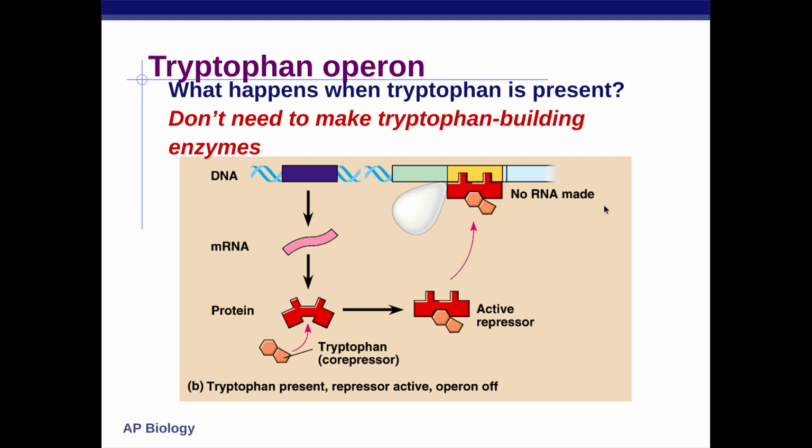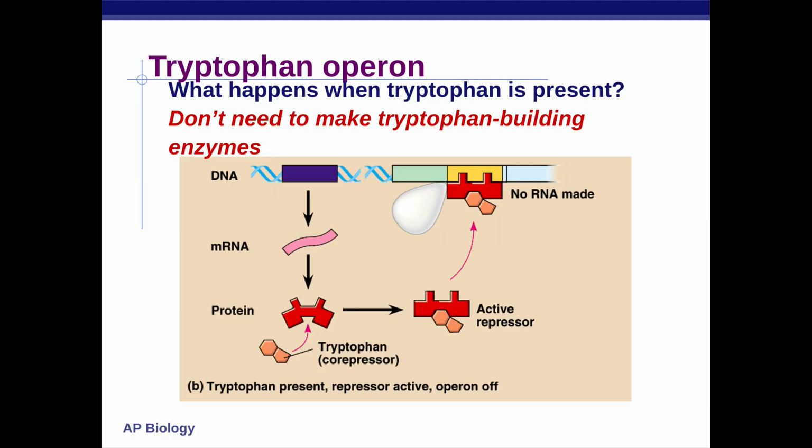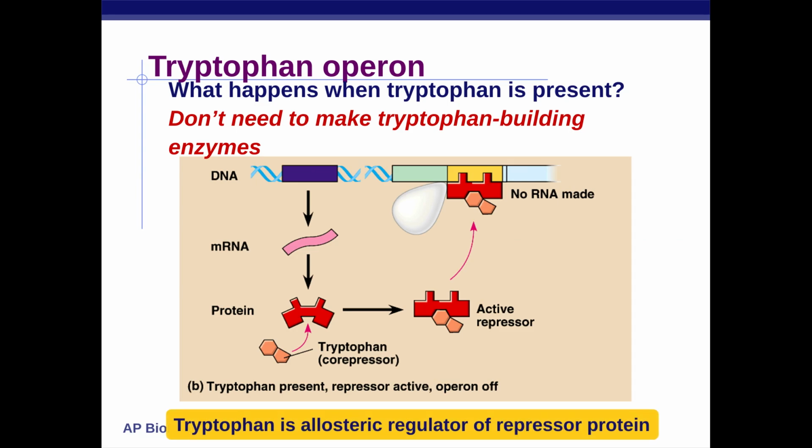So this kind of operon model, where the repressor is activated by the binding of a molecule, is called a repressible operon. A repressible operon is what we typically see in anabolism, which is synthesis. So here tryptophan is an allosteric regulator of the repressor protein.